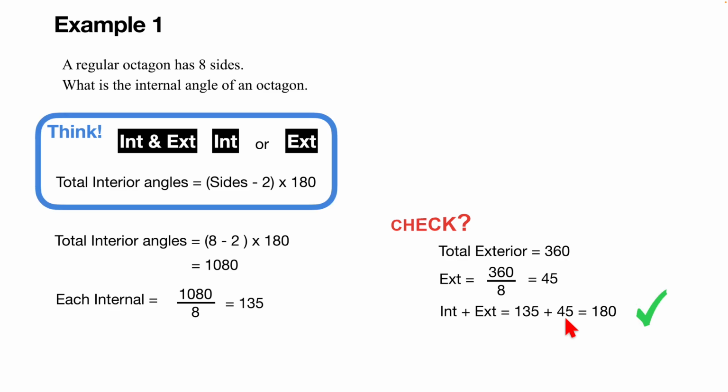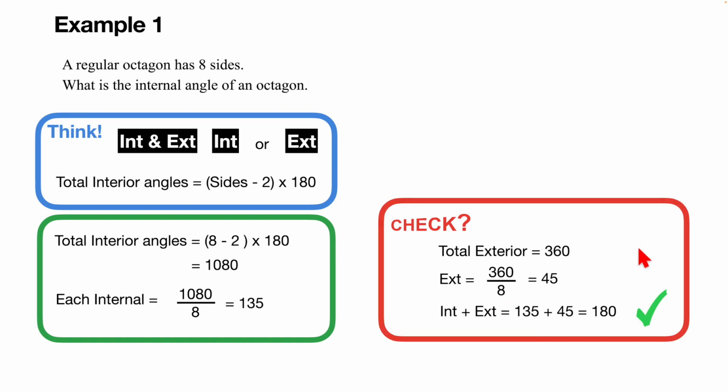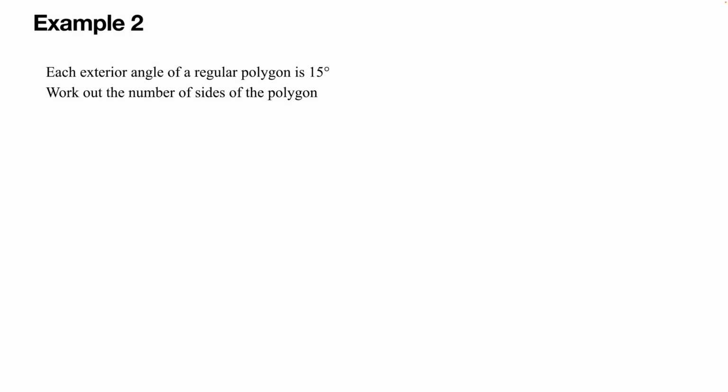So we had to think, which of the formulas are we going to use? The calculation was relatively simple, and then the check. The check almost is harder than the question, to be honest, so maybe it's something to do when you've got a bit of time left over at the end. Here's another example, and this uses one of my favourite and generally not well-known rules about exterior angles. Each exterior angle of a regular polygon is 15 degrees.